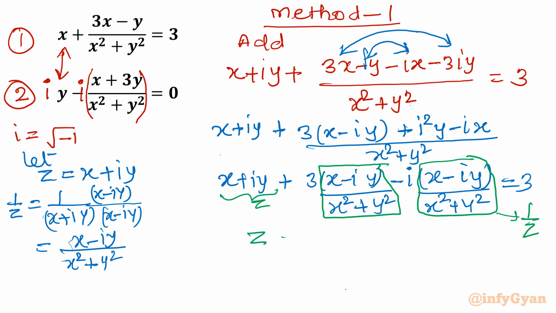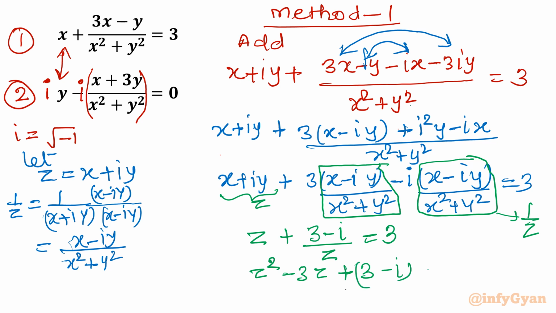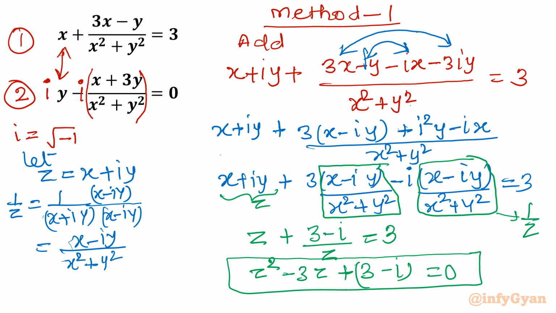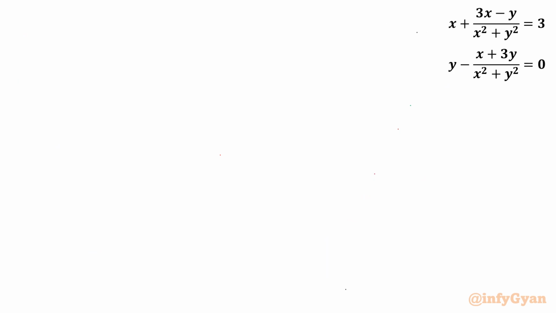So let me frame the equation: z plus 3 minus i over z. Is it 1 over z? 1 over z. So z plus 3 minus i over z equal to 3. Multiply this equation with z. So z square minus 3z plus 3 minus i equal to 0. This is our quadratic equation in z. So let's solve this equation. So I will write z square minus 3z plus 3 minus i equal to 0.